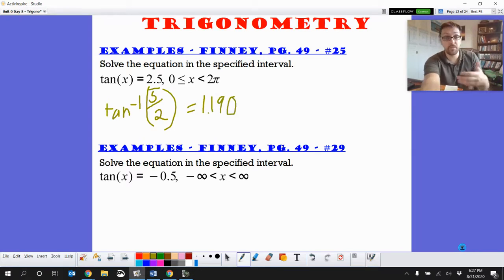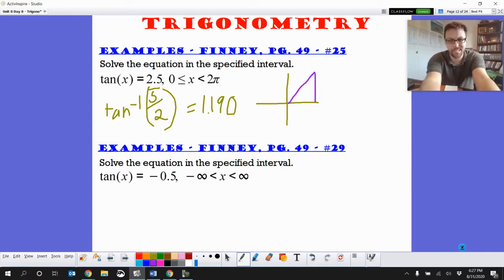But for this one, it's giving me that hint that I want to be between 0 and 2 pi. So I need the two quadrants where tangent is positive. I know tangent is positive in the first quadrant, and it's going to be positive in the third quadrant.